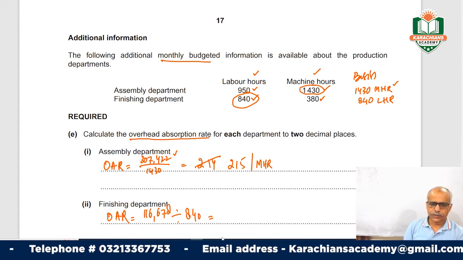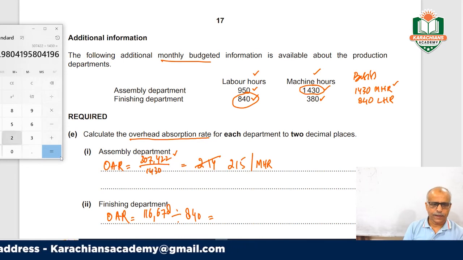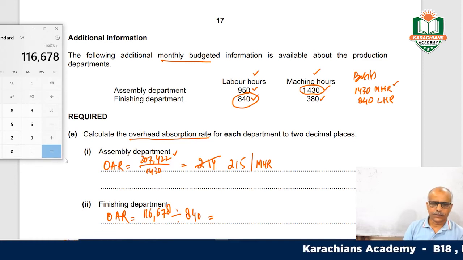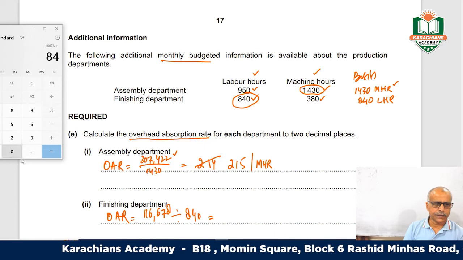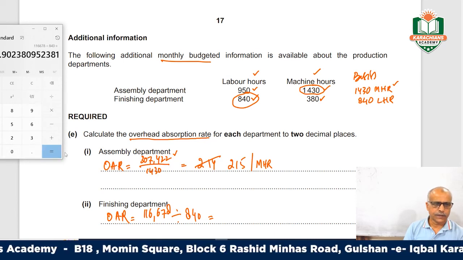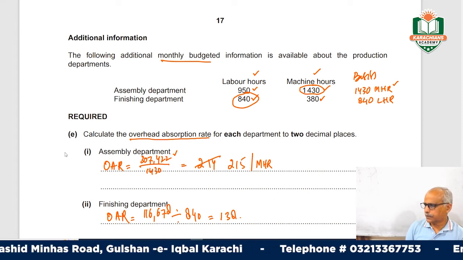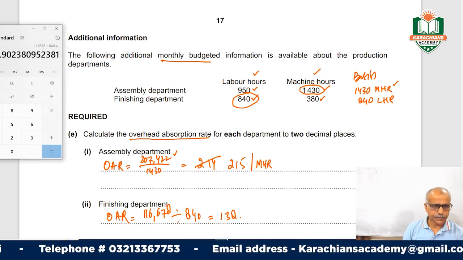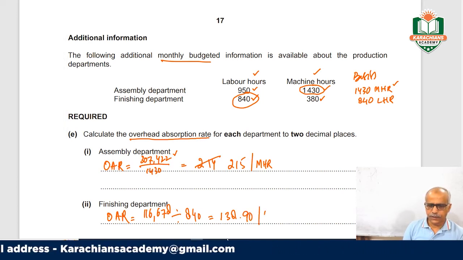Okay, so how much will this be? 116,678 divided by 840. So this would be 138.90 per labor hour, right?